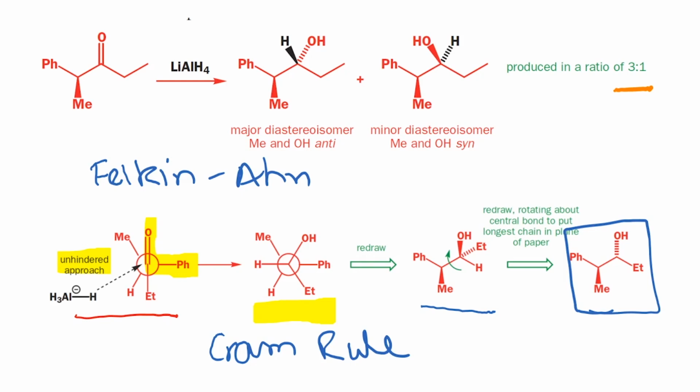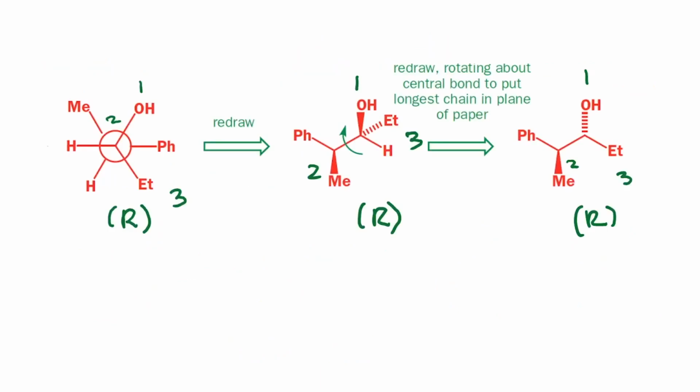Okay, so Clayden says explanations and clear logical thinking are more important than rules, and you must be able to account for and predict the reaction of chiral aldehydes and ketones using the Felkin-Anh model. So we would prefer to use the Felkin-Anh model, and there's a little bit of confusion I see in the conversion of this product to the corresponding structure drawn as shown on the right.